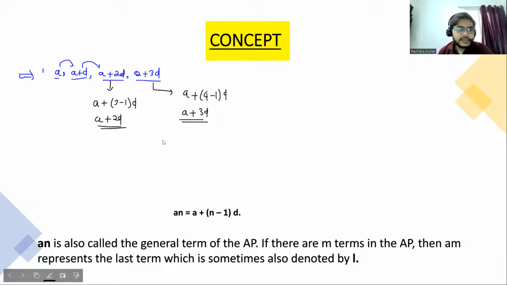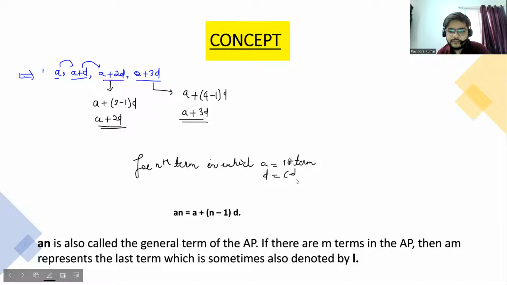So if I say we have to calculate the general form for the nth term, in which a is the first term and d is the common difference, right?